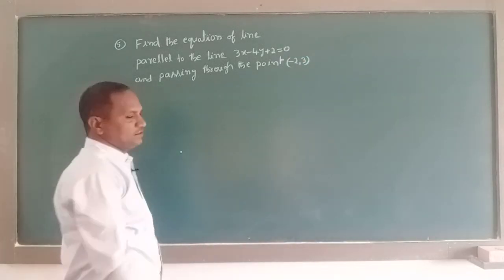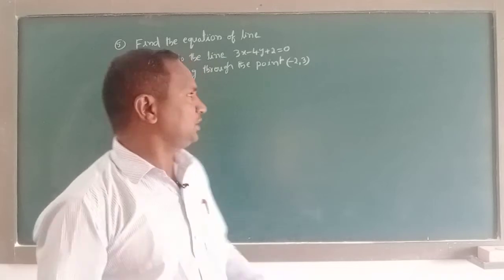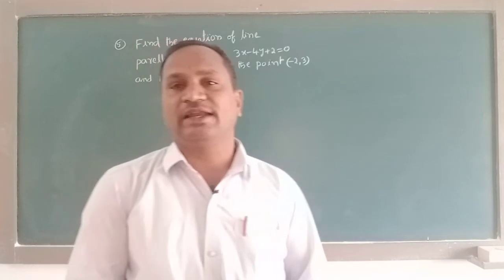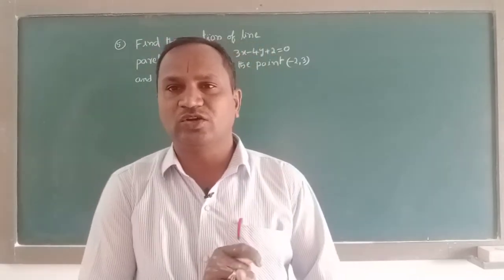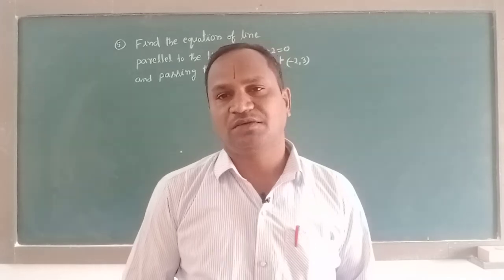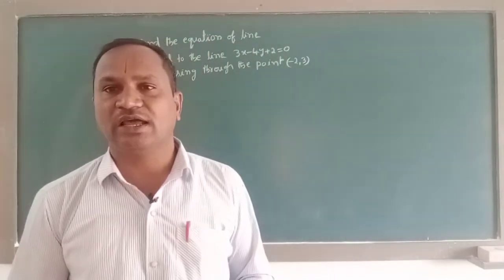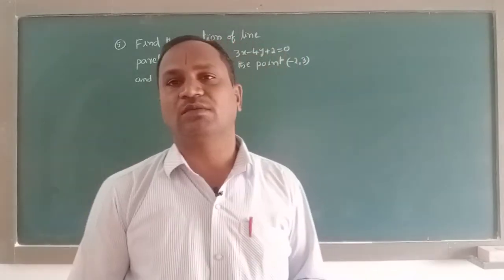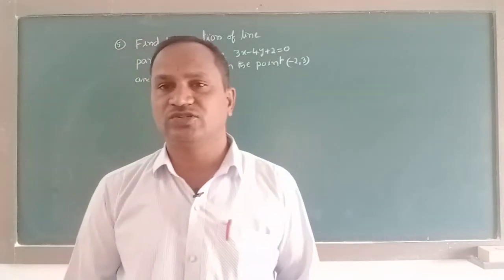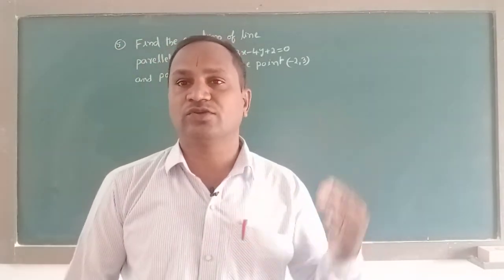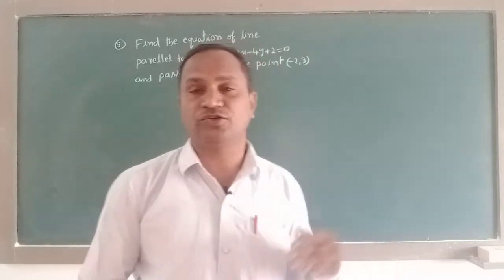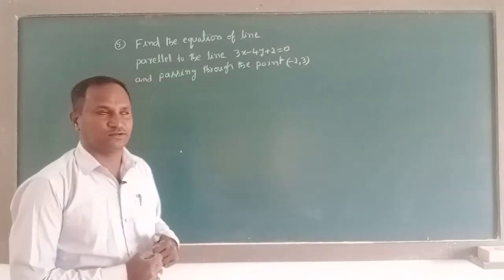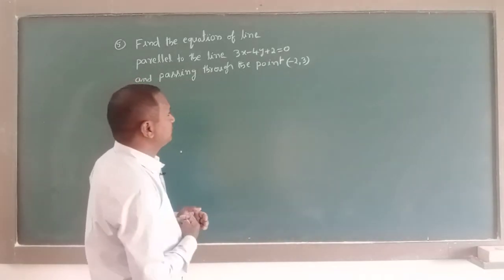Here, one equation they gave, so the equation of the line is 3x minus 4y plus 2 is equal to 0. To that, one more line is parallel. Already I have told about that formula: the equation of any line parallel to the given line ax plus by plus c is equal to 0 is always in the form ax plus by plus k is equal to 0. That formula we are going to apply here. First I will show it diagrammatically, and afterwards I will give the solution for this question.